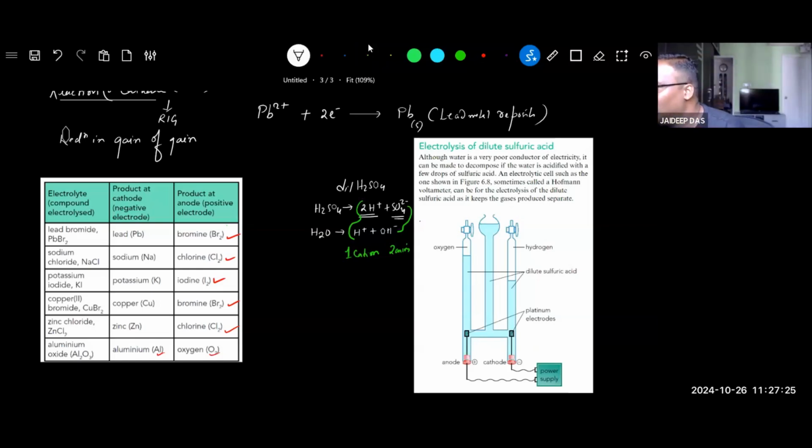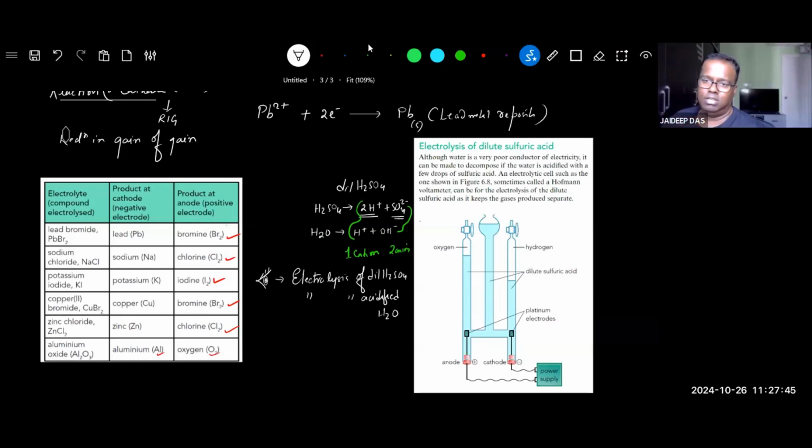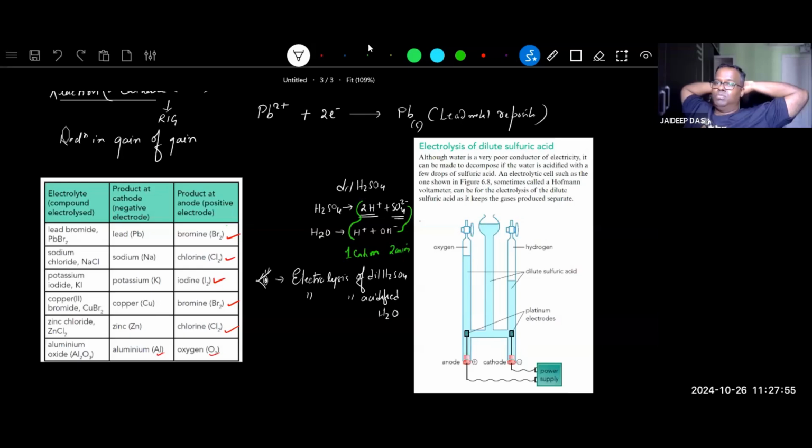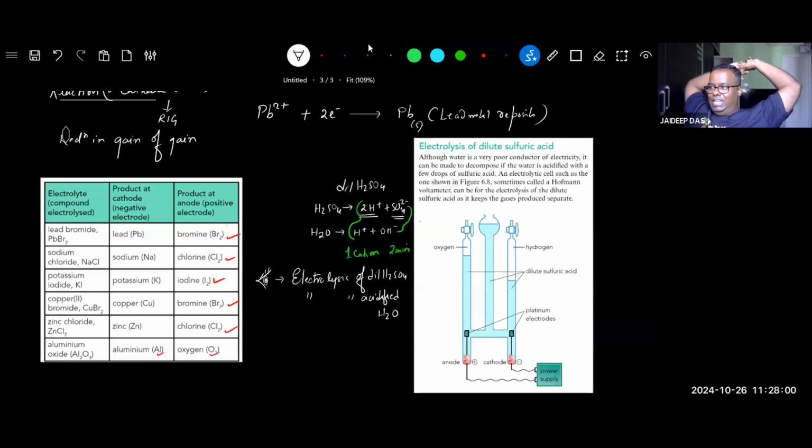Now this can be seen, our human eye can actually take this and see this under two processes. One is, you can call this as electrolysis of dilute H2SO4. You can also call this as electrolysis of acidified water. कोई फर्क नहीं पड़ता है. Have you understood? Dilute sulfuric acid means sulfuric acid containing some drops of water, and acidified water means water having acid present in it. Both mean the same. I will discuss this in detail next class, don't worry.